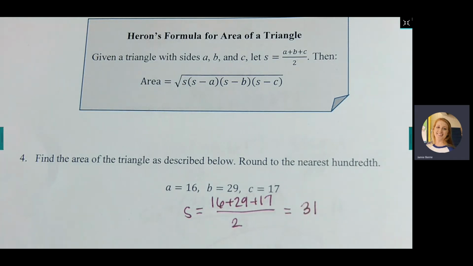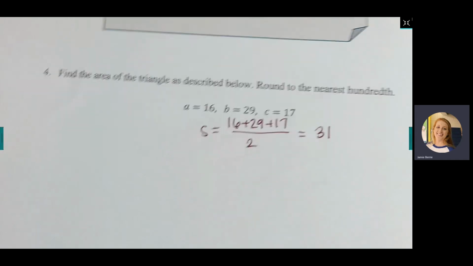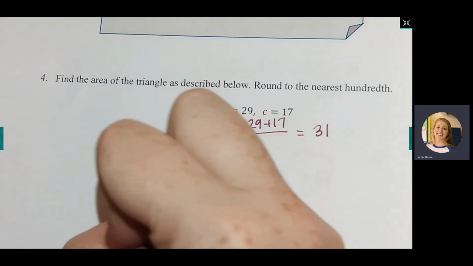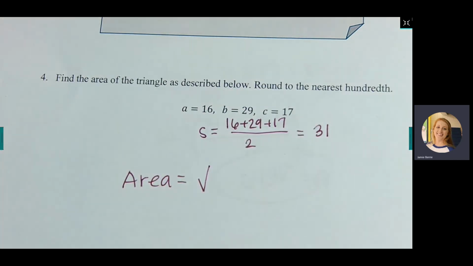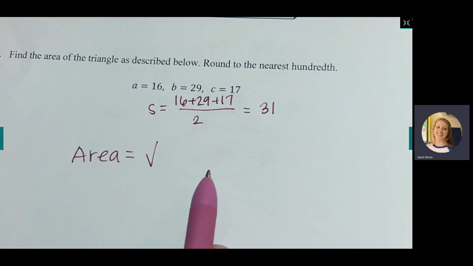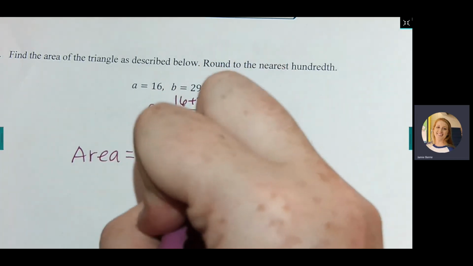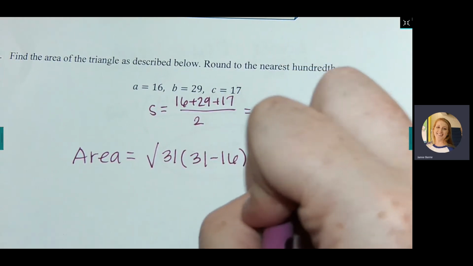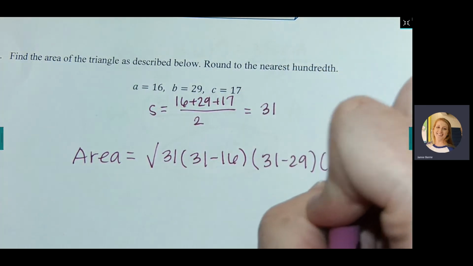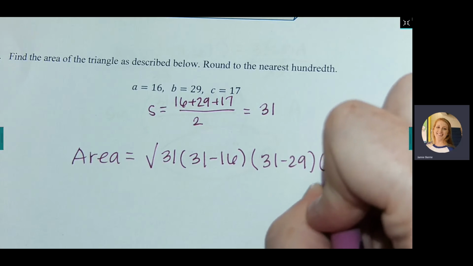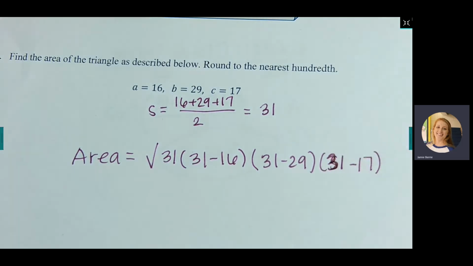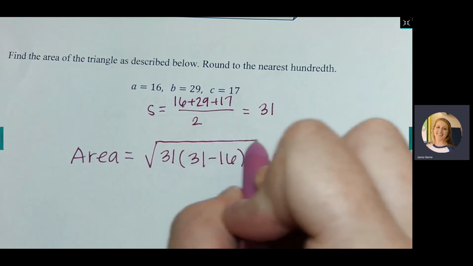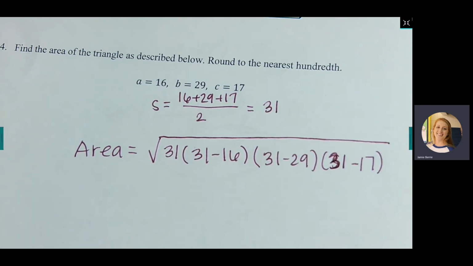All right, and then you can plug everything into your formula. You know everything you need to know at this point. So area equals big square root. We'll draw the top at the end. All right, so it's S, which is 31, times S minus A, times S minus B, times S minus C. Well, 31 minus 17. Right, draw the line over the top, the radical. And then just plug this in. Round to 3 decimal places.